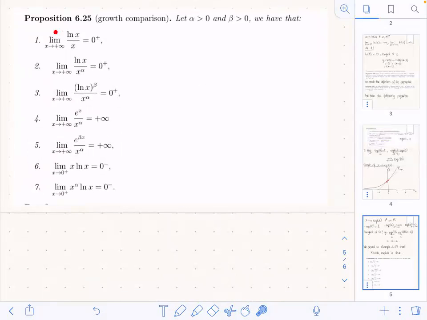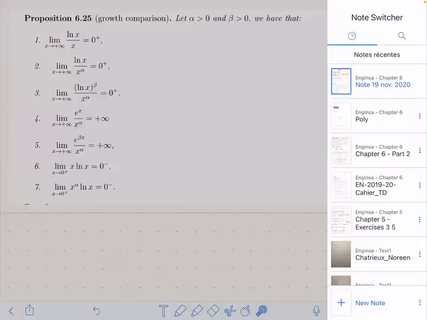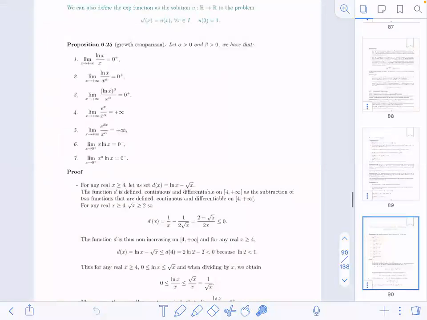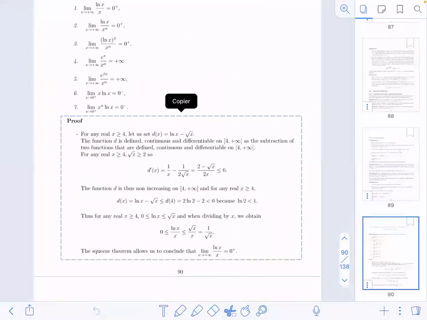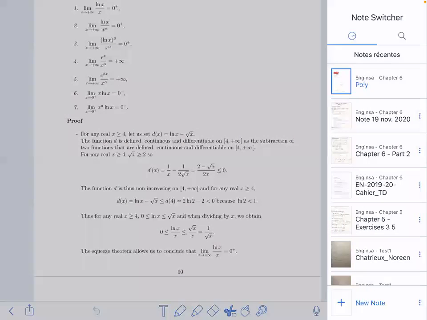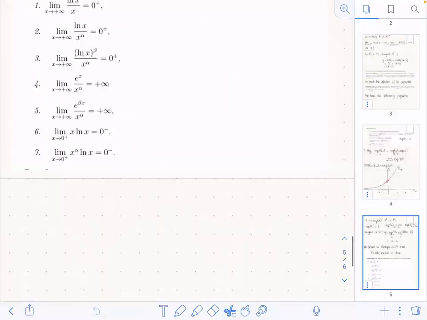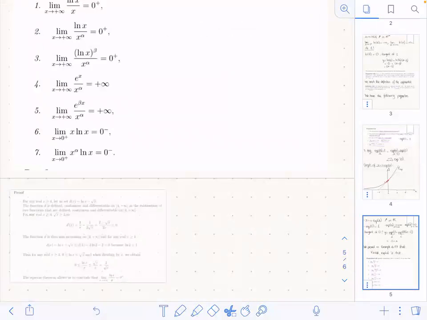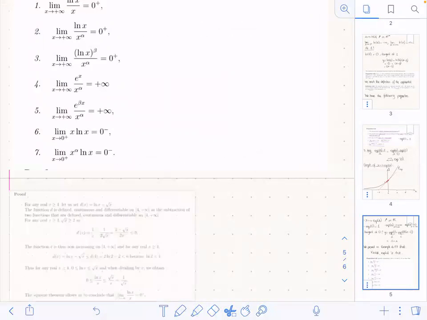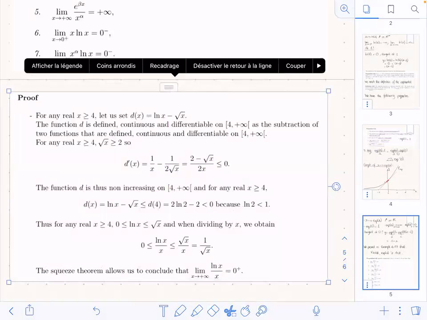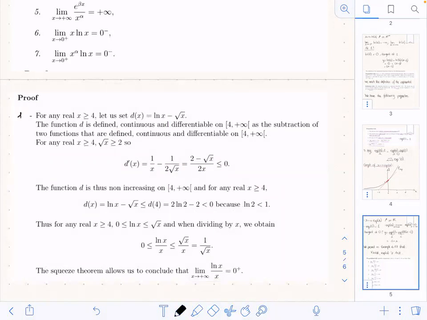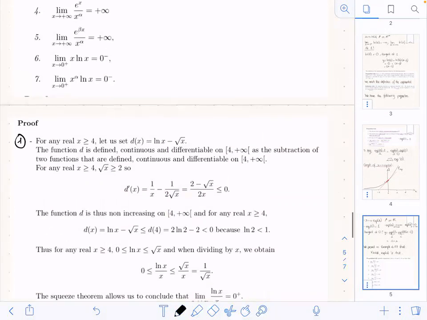It's going to be based on the study of a particular function again. So the proof is in your notes. The first part of the proof is related to the first property, so there's a first point on the left that's specific to the first property.